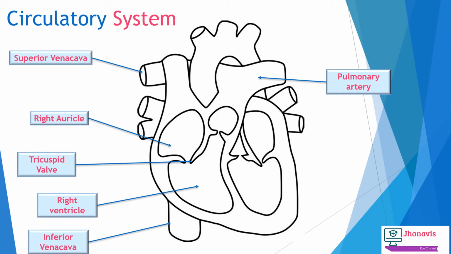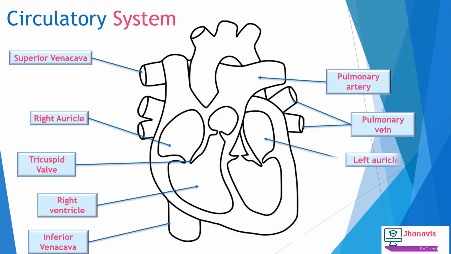These two are the pulmonary veins. Here two are present, here two are present. These are the veins called the pulmonary veins, which will carry the oxygenated blood to the left side of the heart. The left side of the heart mainly pumps the oxygenated blood. So it will come to the left auricle. The pulmonary vein will carry the oxygenated blood to the left auricle.